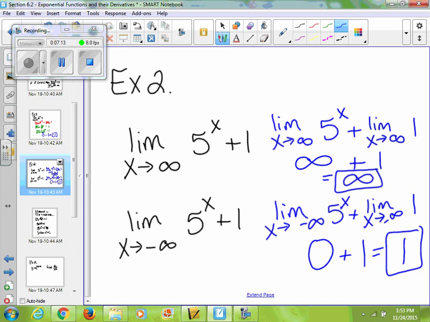Okay, so when you're looking at the limits of exponential functions, when you're simplifying them, you're always either going to get infinity or 0 to be the simplification part of the exponential function.